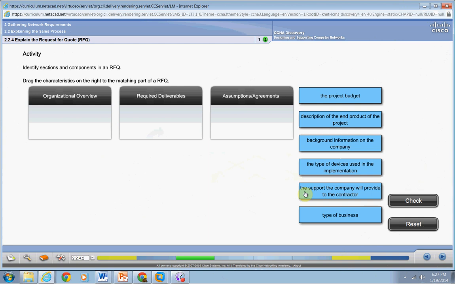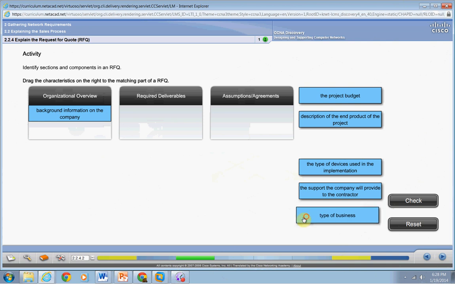So in this little activity, we identify sections and components in an RFQ. So you drag the characteristics on the right to match the parts of the RFQ. So now remember, we had the organizational overview, which was pretty much background information on the company.